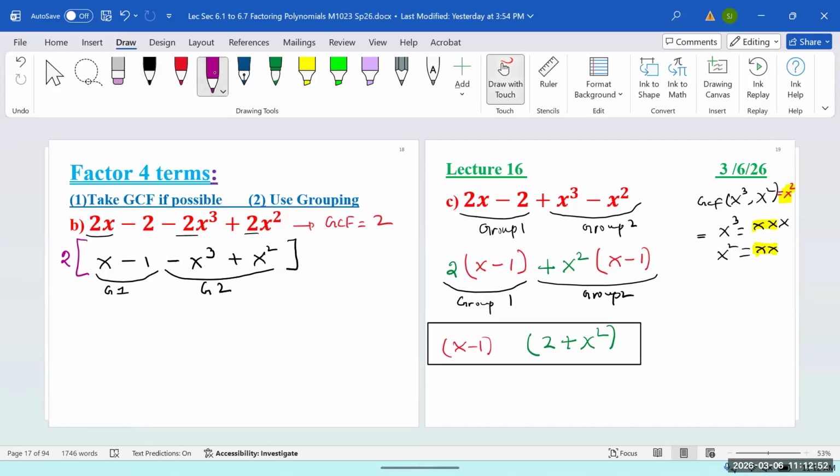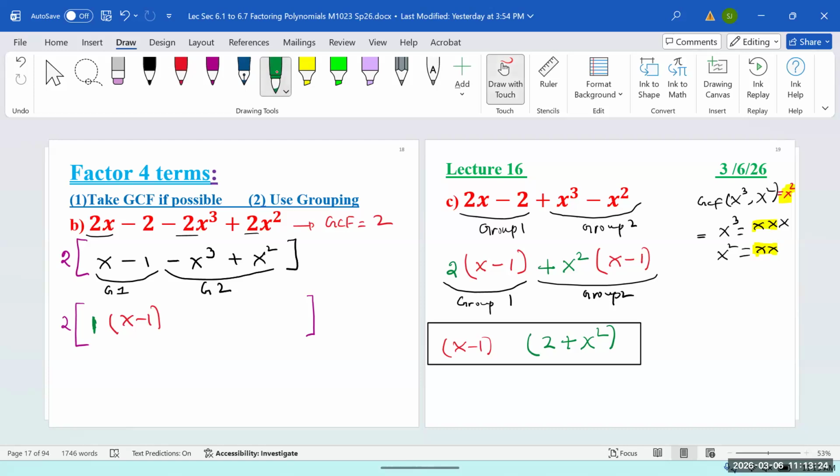So we still have our GCF. Now in the first group, do you see anything in common? They have nothing in common, which means they have 1 in common. Anytime you have nothing, it means you always have 1. So we factor out the invisible 1. And what do you have in group 1? x minus 1. Nothing changed because we didn't do anything.